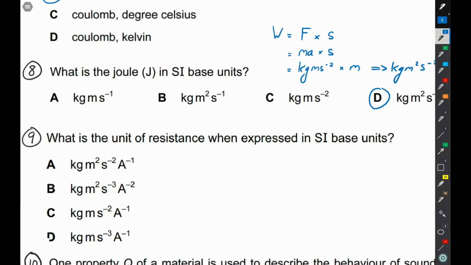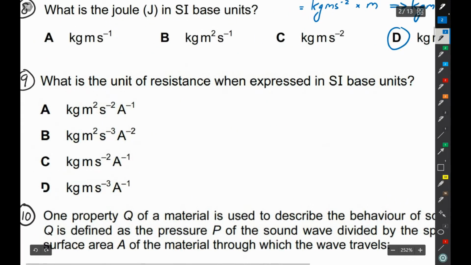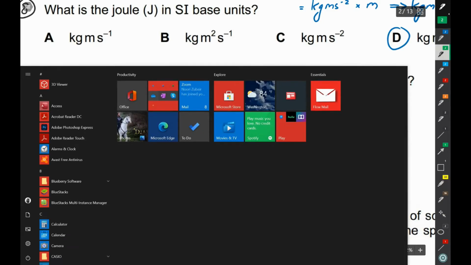Right, question number 9, what is the unit of resistance when expressed in SI base units? ठीक है. So what I'm gonna do is I'm gonna write Ohm's law, ठीक है. Ohm's law हमें क्या कहता है? V equals IR. I'm gonna make R the subject, so R is gonna be V over I. I के यूनिट्स होते हैं एम्पेयर. I'm gonna write that.